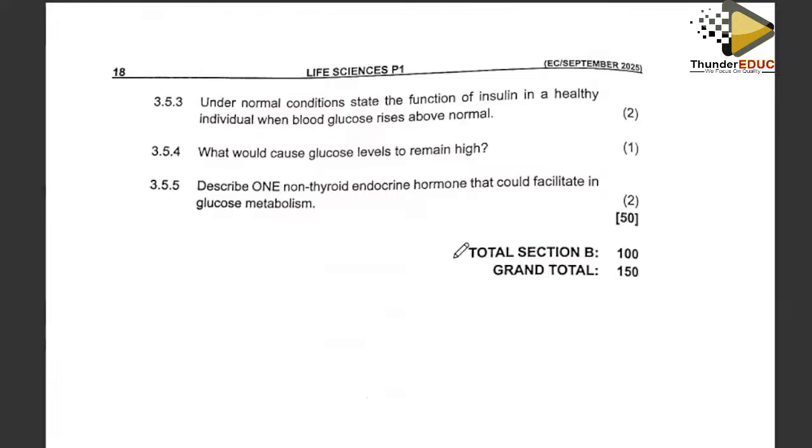Describe one non-thyroid endocrine hormone that facilitates glucose metabolism. Here the answer is simple. That is adrenaline. We always ask you; if you go to the distinction material book, we also explained about that. We put some questions there. Then we say adrenaline is a non-thyroid endocrine hormone, which is not linked to the thyroid gland.